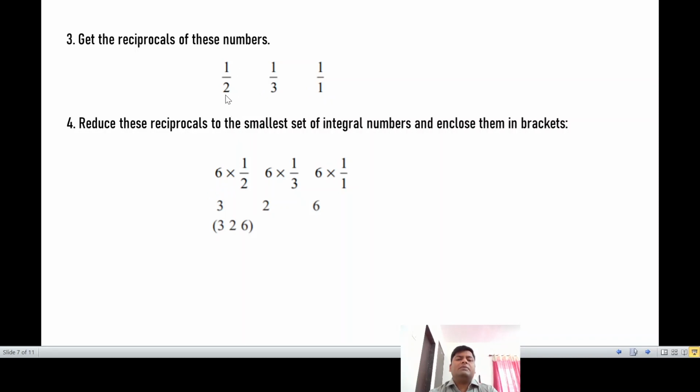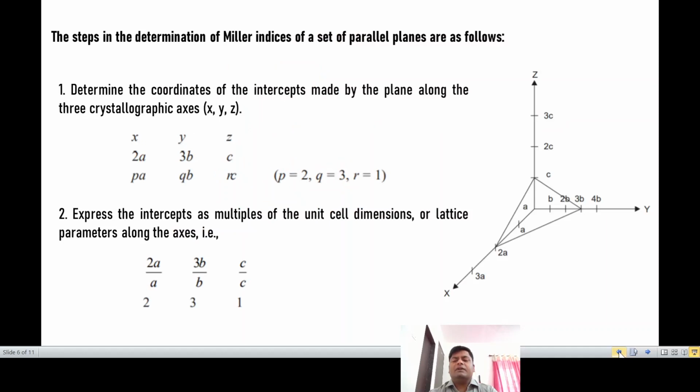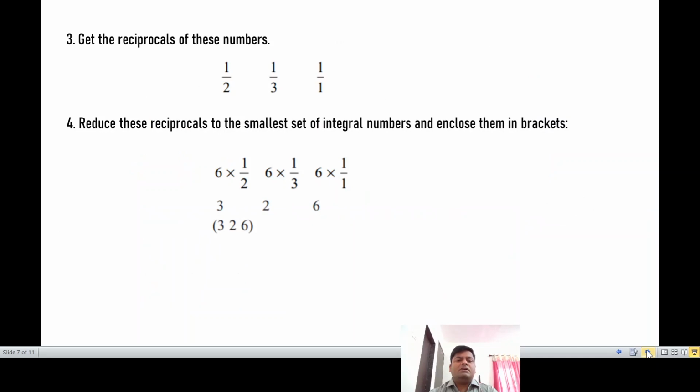So when we multiply 6 with these reciprocals, we will get the integral numbers 3, 2, 6. These are the values of h, k, l respectively. One can enclose these three indices in a circular bracket. So (3 2 6) enclosed in a circular bracket is nothing but the Miller indices of the given plane, as shown over here. This is how one can find out the Miller indices.